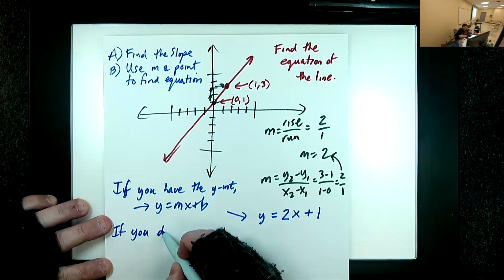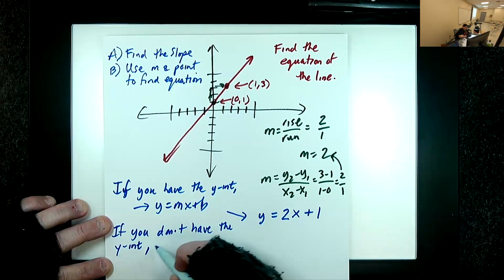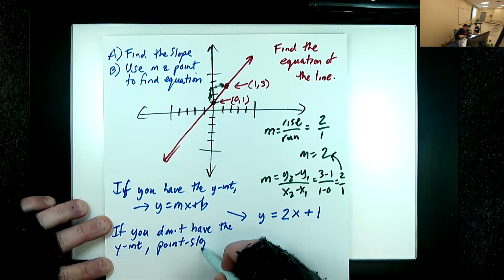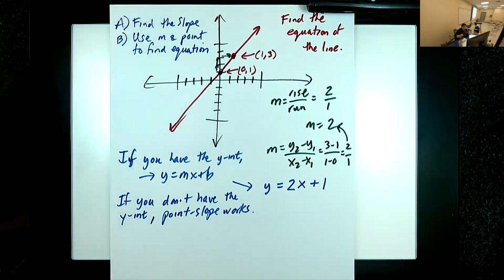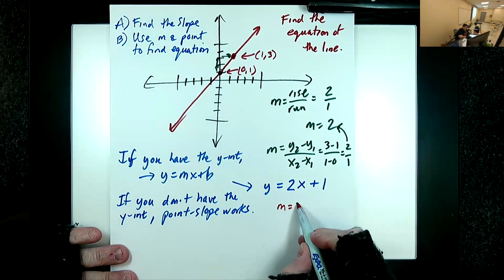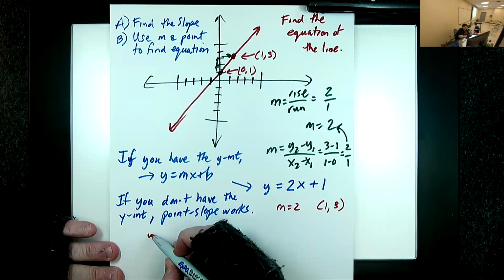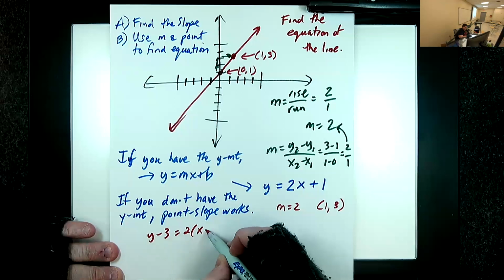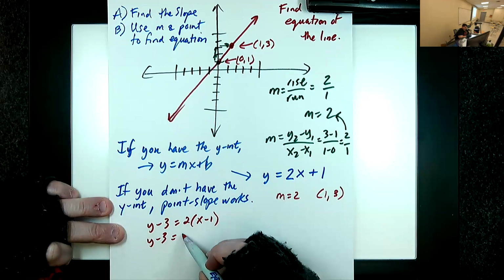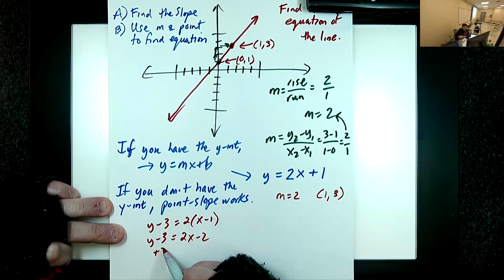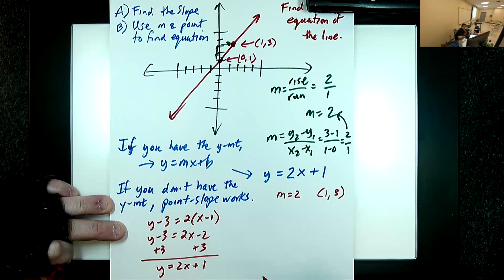If you don't have the y-intercept, point-slope works. So here I'll use m equals 2 and the point 1, 3. y minus 3 equals 2 times x minus 1. Distribute that, and we'll add 3 to both sides and we get y equals 2x plus 1. So you'll get it either way.